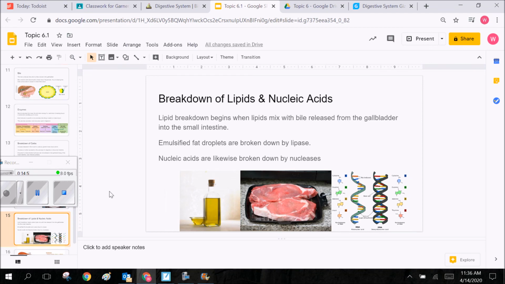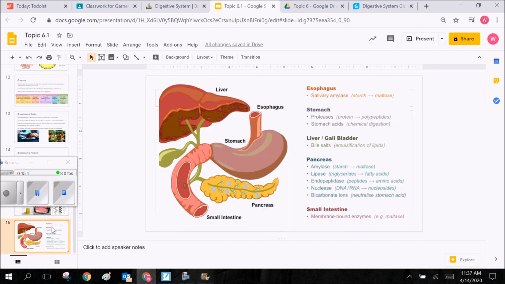Lipids and nucleic acids are broken down. So in the small intestine, lipid breakdown begins when bile is released from the gallbladder into the duodenum, where those emulsified fat droplets are broken down by lipase. Nucleic acids are broken down in a similar way by nucleases, which are going to happen also in the small intestine. Every living thing you eat has nucleic acids in it, by the way. So if you're eating something that was alive, nucleic acids are going to be there. And of course, you'll recycle the components to use in your body.